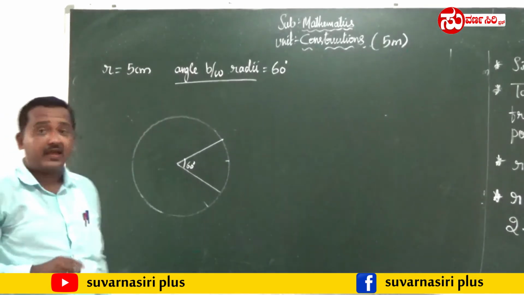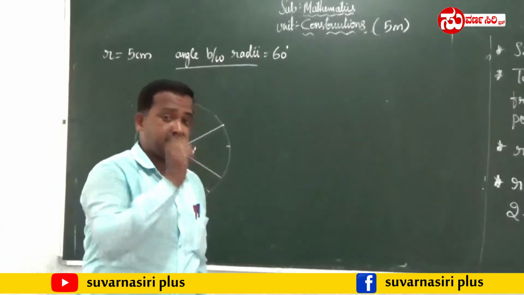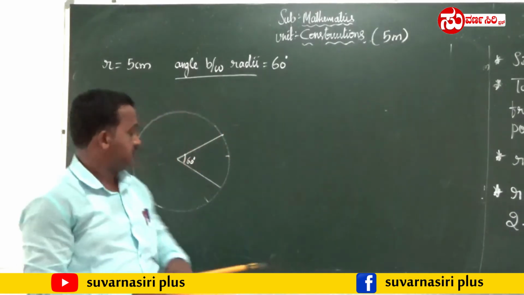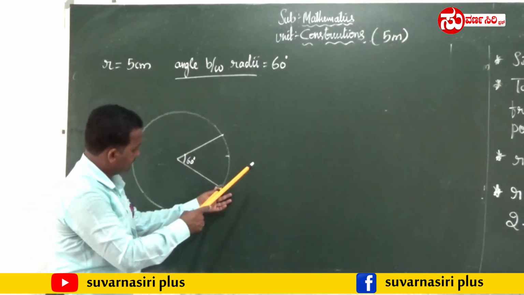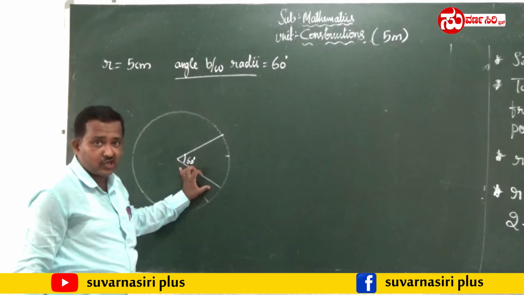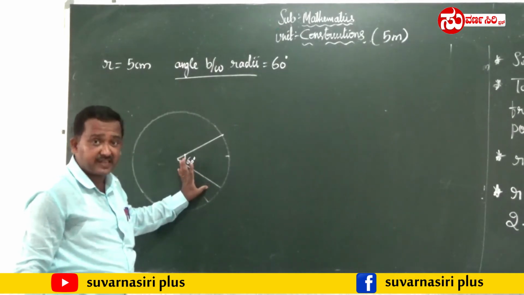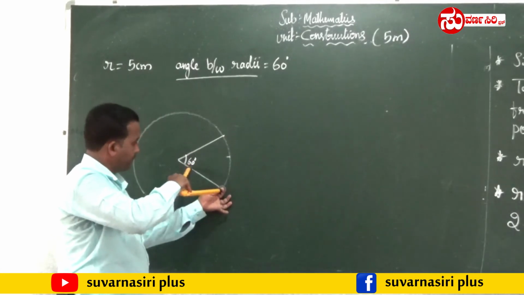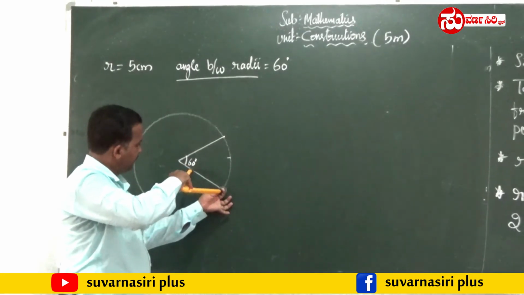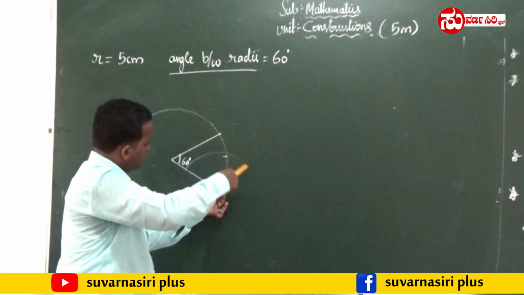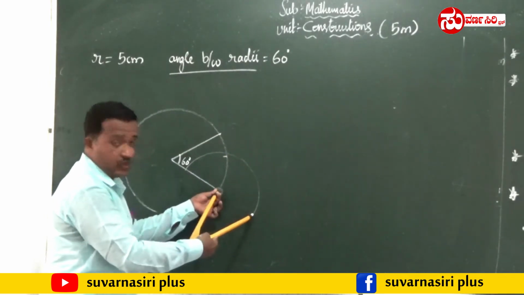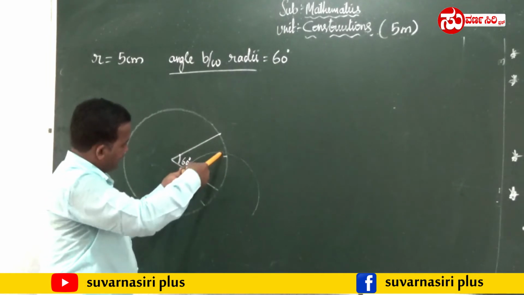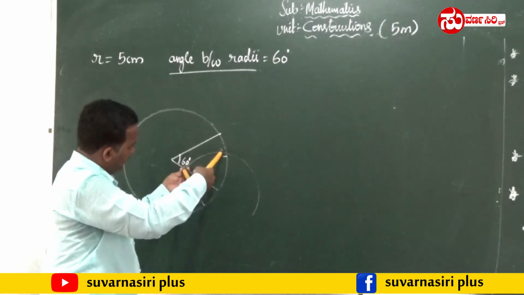Now we have to draw a pair of tangents to this circle. So how do we have to draw? Take a compass. Keep it here. First we shall draw a tangent with the help of this radius. Take more than half. Draw the semicircle. Then keep it here. The first arc will be falling here.